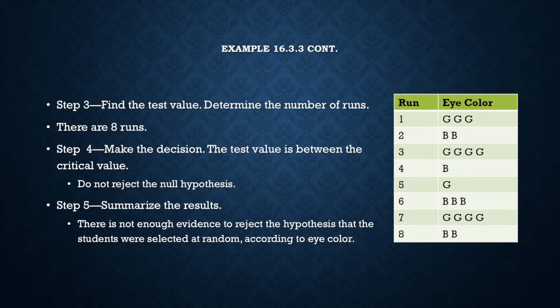If you look to the right here, we can see the run table. There are 8 runs, and each letter is broken down and put into each run. That concludes the Spearman rank correlation coefficient and runs test information that we went over today.